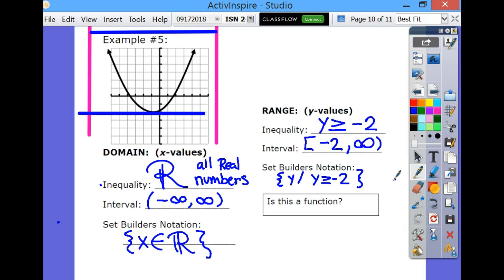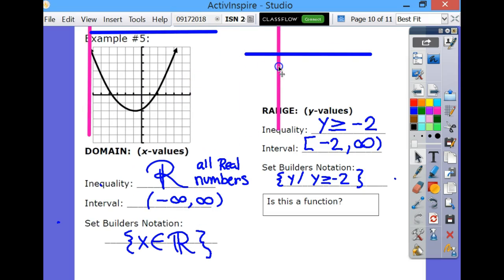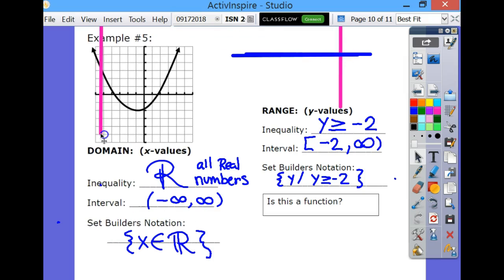Is it a function? Okay, here's my vertical line. If I put my vertical line on the graph, how many places does it cross my graph? If I put my vertical line in a different place, how many places? Is there any place where I can put my vertical line where it's going to cross the graph more than one time? The vertical line crosses the graph only one time. Yes, it is a function.